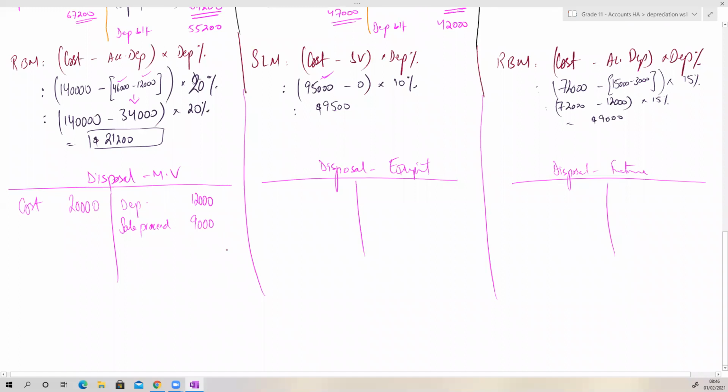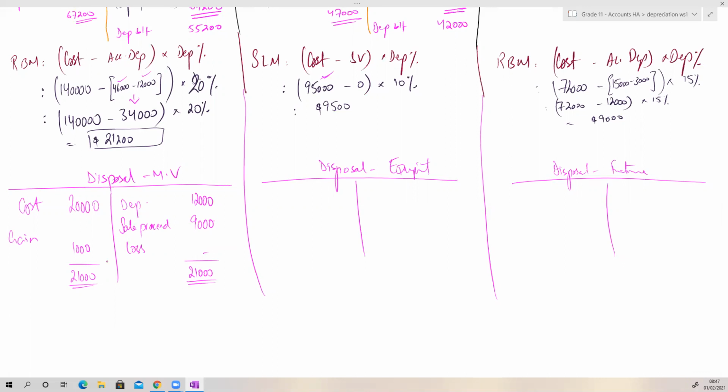ठीक है जी. तो अगर बैलेंसिंग फिगर इधर आती है तो गेन होगा, और बैलेंसिंग फिगर इधर आती है तो फिर लॉस होगा. तो आप देखें 9 plus 12 is 21. तो 21 minus 20 तो 1,000 का गेन हुआ. और वैसे भी यार अगर आप इसको इस तरह देखें, 20,000 का एसेट था, 12,000 डेप्रिसिएशन थी, तो नेट बुक वैल्यू हुई 8. 8 की चीज 9 में सेल की तो 1,000 का वैसे गेन हुआ. ओके जी.